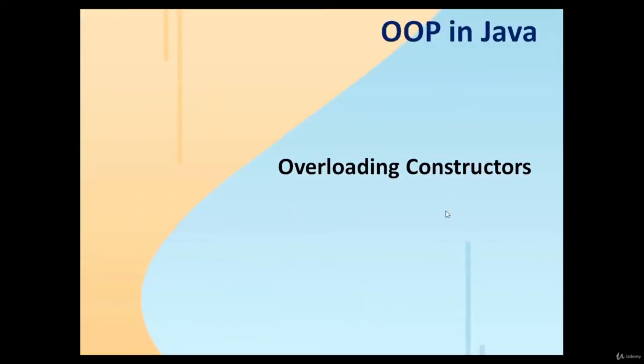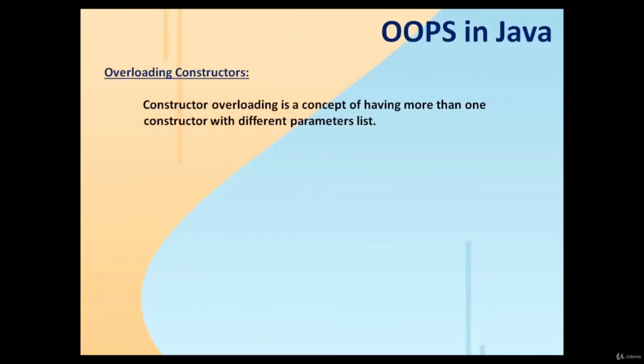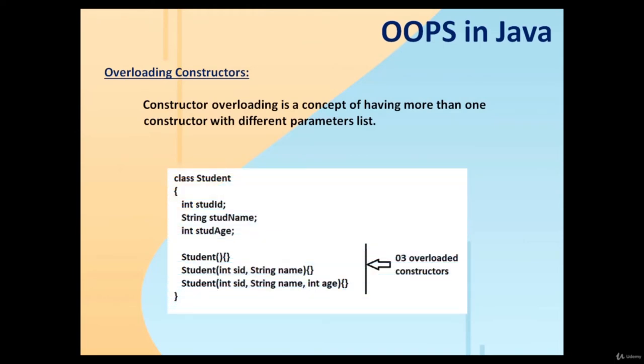In this lesson, we are going to talk about overloading constructors or constructor overloading. So what is basically constructor overloading? In a class, if there exists more than one constructor with different parameter lists. So a class containing more than one constructor with different arguments is what we talk about as constructor overloading.